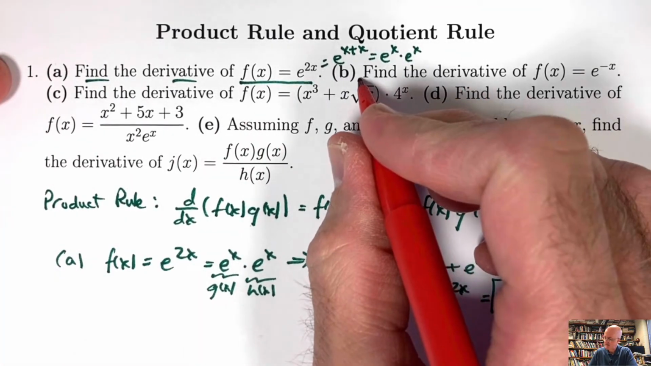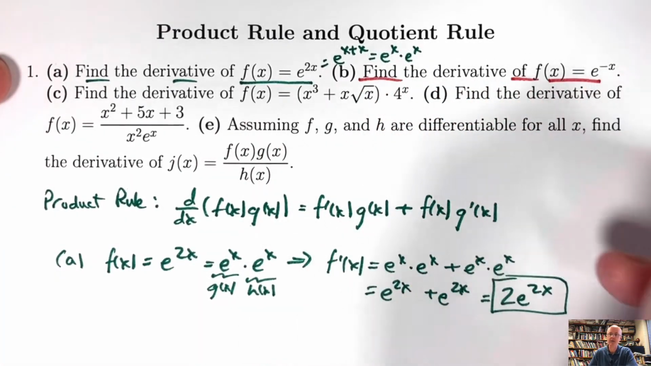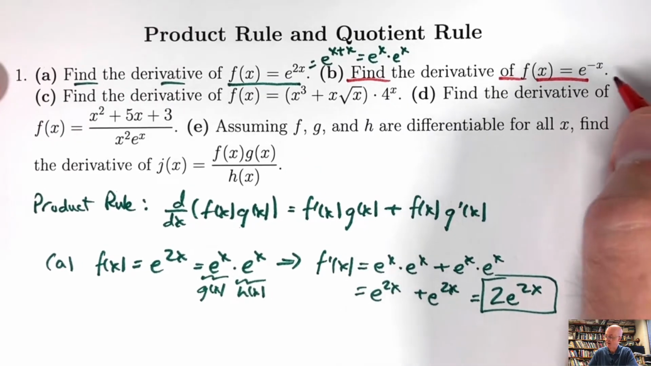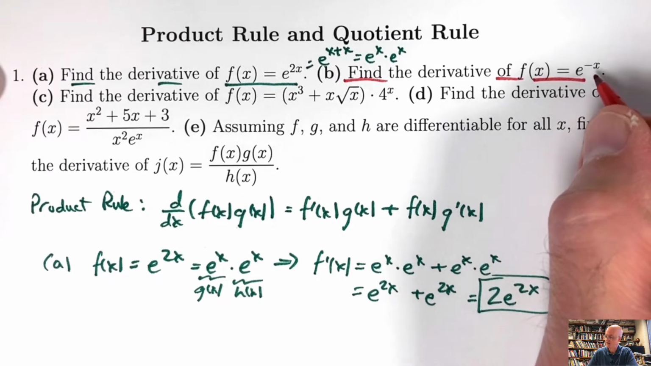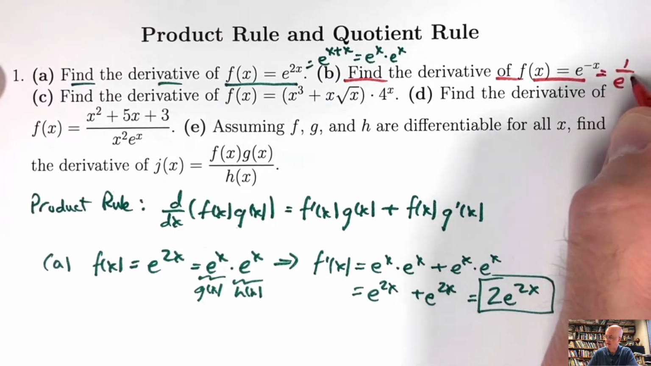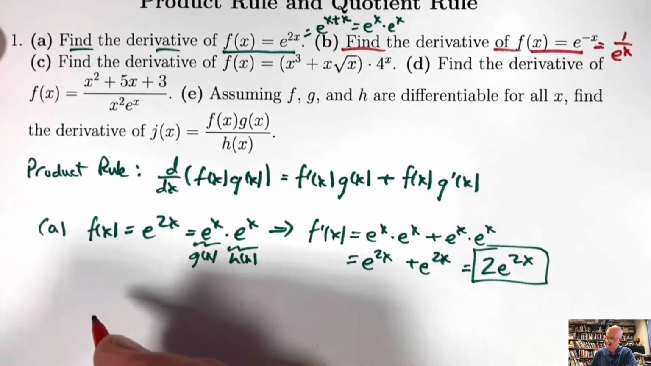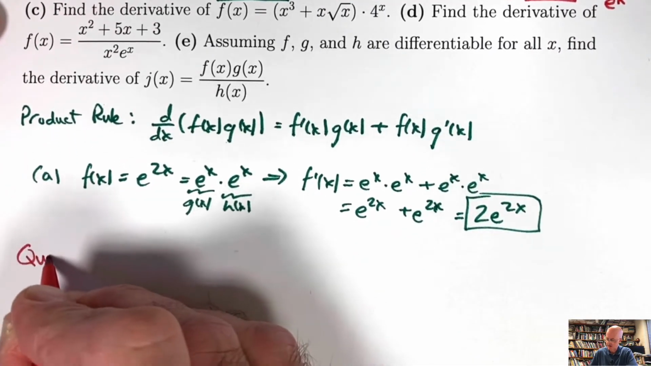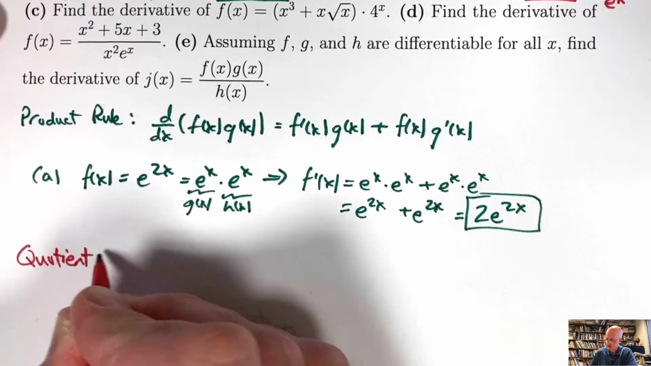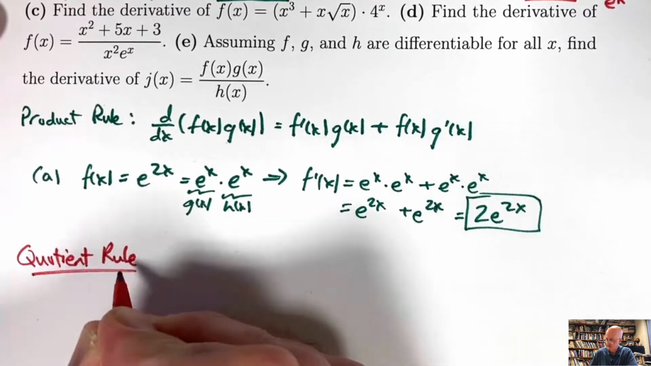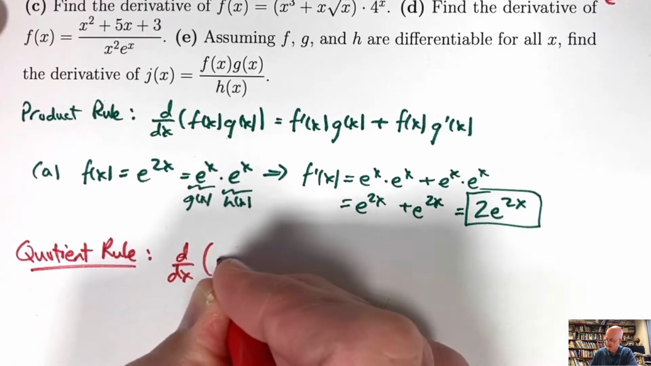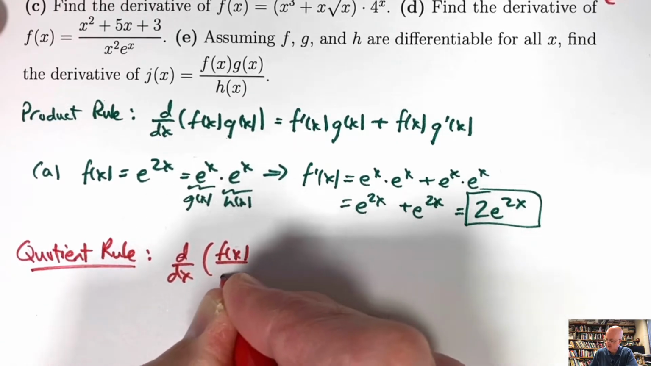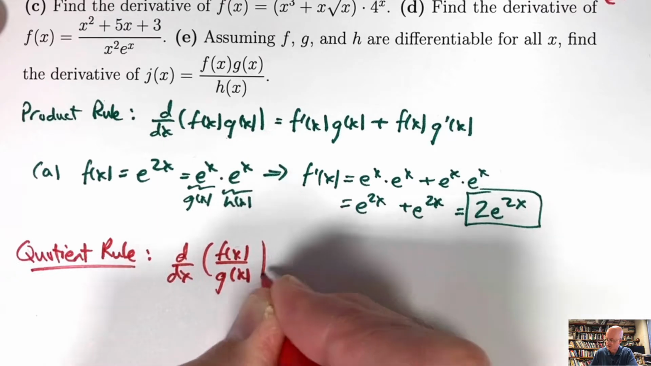Part B, find the derivative of f of x equals e to the negative x power. Can we do something with the product rule here? Well, we want to use the quotient rule, actually. E to the negative x power is the same as the quotient, 1 divided by e to the x power. What does the quotient rule say in general? It's even a little trickier than the product rule. It tells you how to differentiate, find the derivative with respect to x, of a quotient, meaning a fraction, f of x divided by g of x.